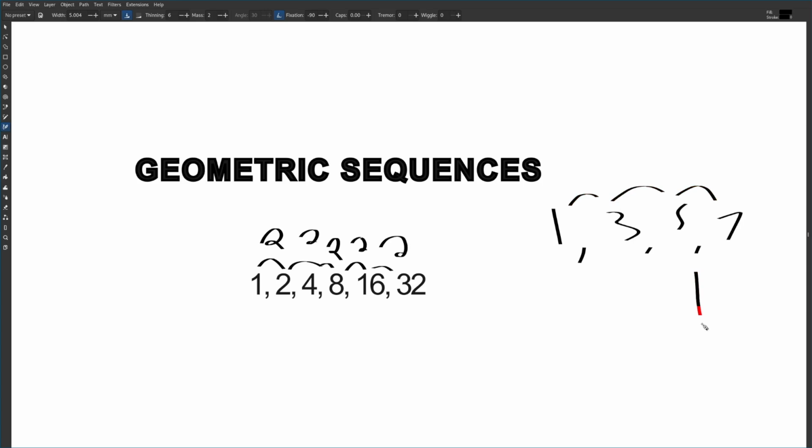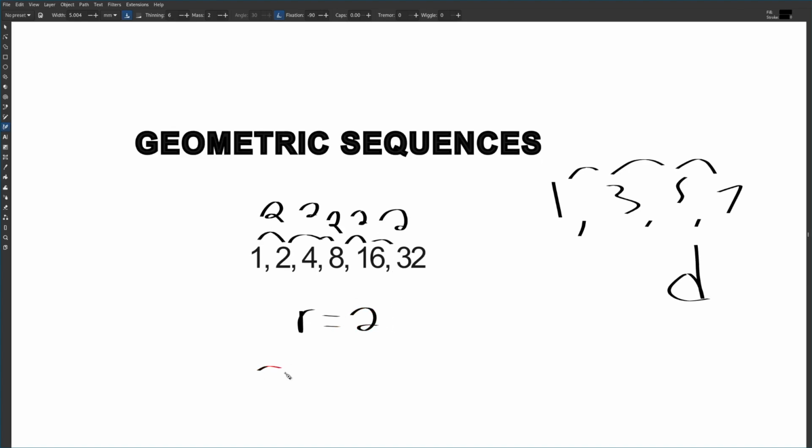Here we have a common difference, but in geometric, we have a common ratio, which here the common ratio is 2. And if this list was in reverse, it would be 32, 16, and so on. R would be 1/2, since you multiply by half each time.